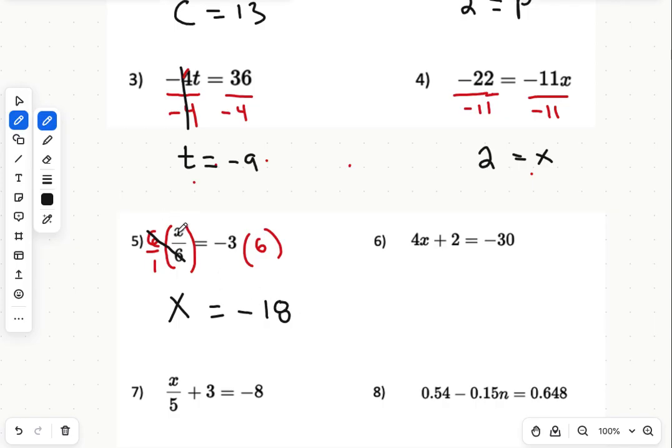If we put that back in the original, negative 18 divided by 6, yep, that makes negative 3. So we see division, we use multiplication to get rid of it.